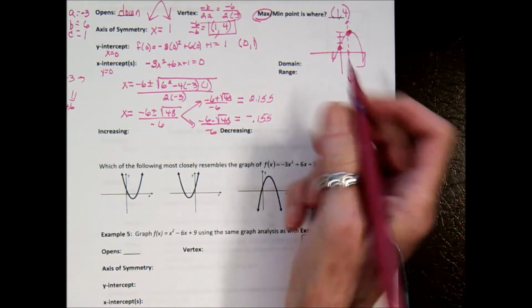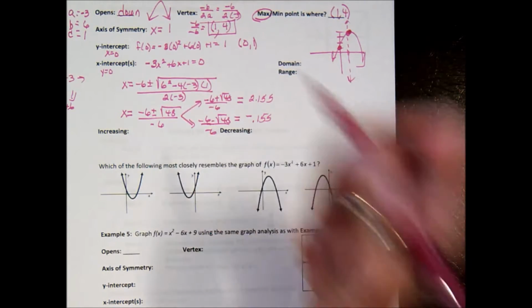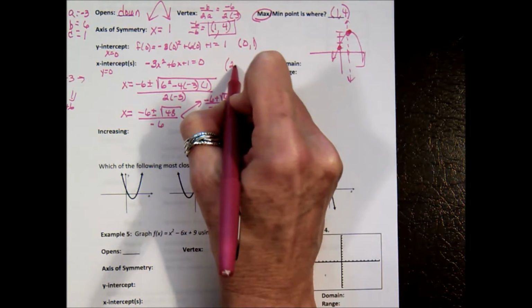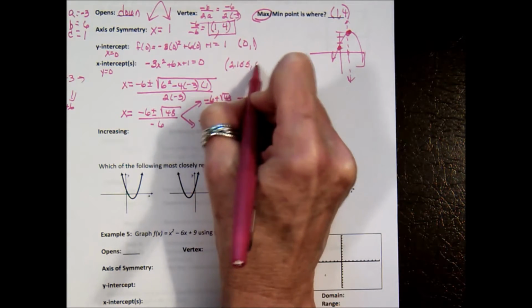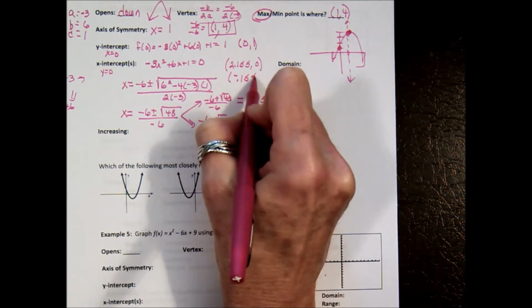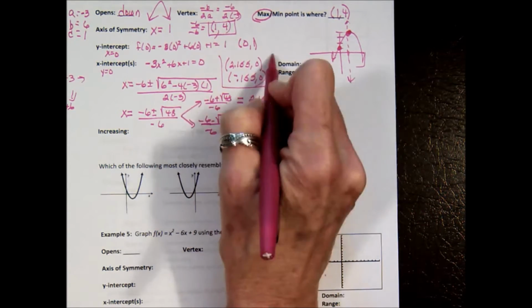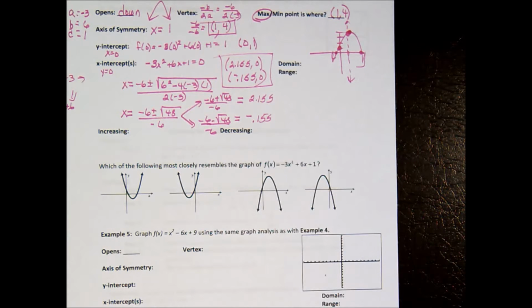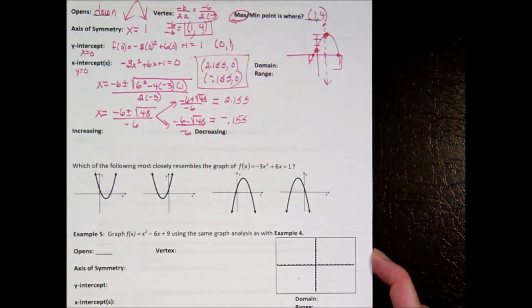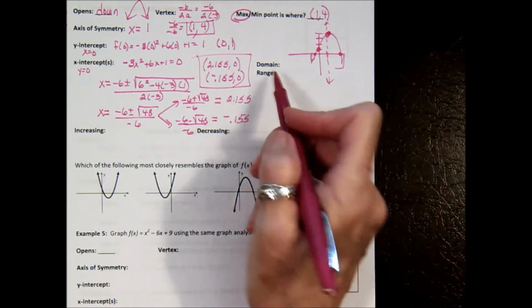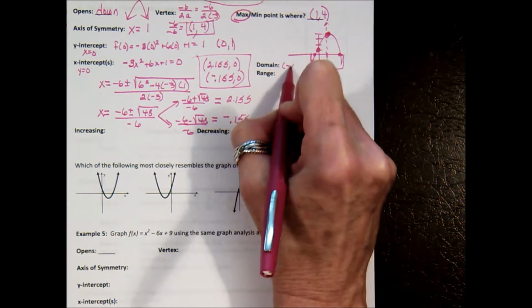So my x-intercepts are the points x is 2.155, y is 0, and x is negative 0.155, y is 0. So again, it's right there, and we're not going to worry about it because I can't graph that in such a small space. Let's talk about domain. Is there a restriction on that function? No. So it's negative infinity to infinity.